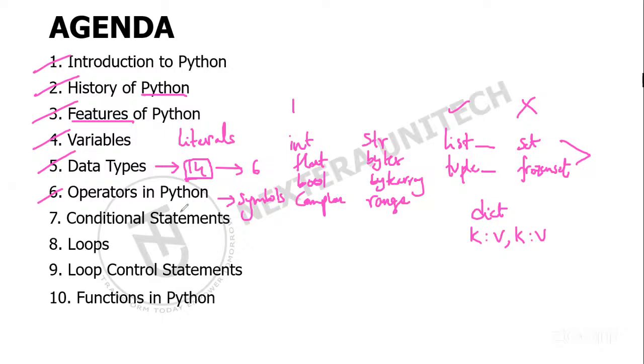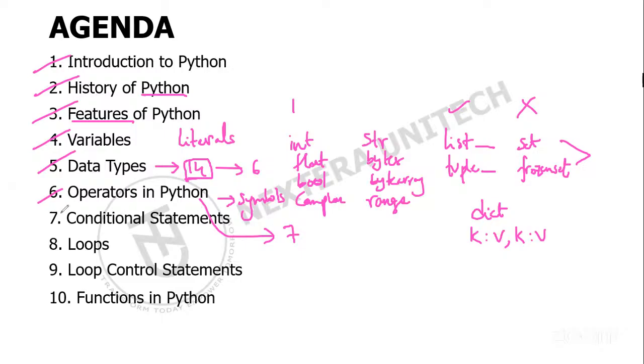What are the different types of operators that we have learned? In total, there are 7 types of operators. They are arithmetic operator, assignment operator, relational operator, logical operator, membership operator, identity operator, as well as bitwise operators. Right? We have understood all the different types of operators with examples.